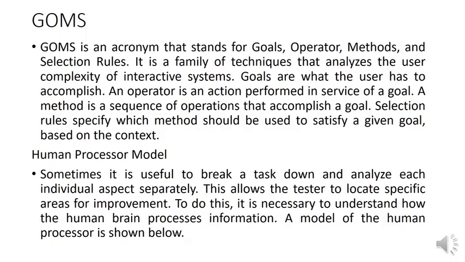So, human processor model. Sometimes it is useful to break a task down and analyze each individual aspect separately. This allows the tester to locate specific areas for improvement. To do this, it is necessary to understand how the human brain processes information. A model of the human processor is shown below.